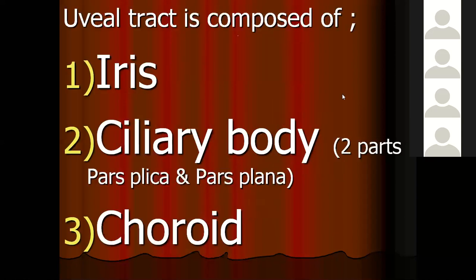The uveal tract is composed of three parts: iris, ciliary body, and the choroid. Ciliary body is again composed of two parts: pars plica and pars plana. So these are the three parts of the uveal tract.